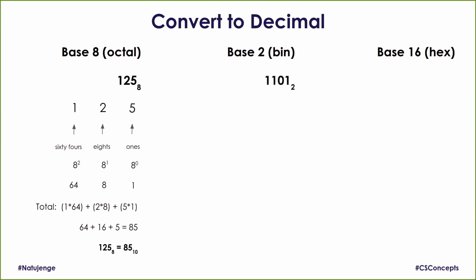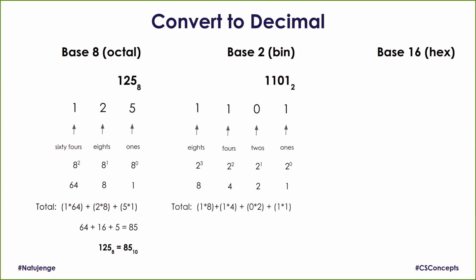So let's move on to base 2 computation, and we take ones, then we take twos, take fours, and we take eights. So we know that we have 1 eight, 1 four, 0 twos, 1 one. So if you multiply that, you get 13, and we know that 1101 is equivalent to 13 in base 10.